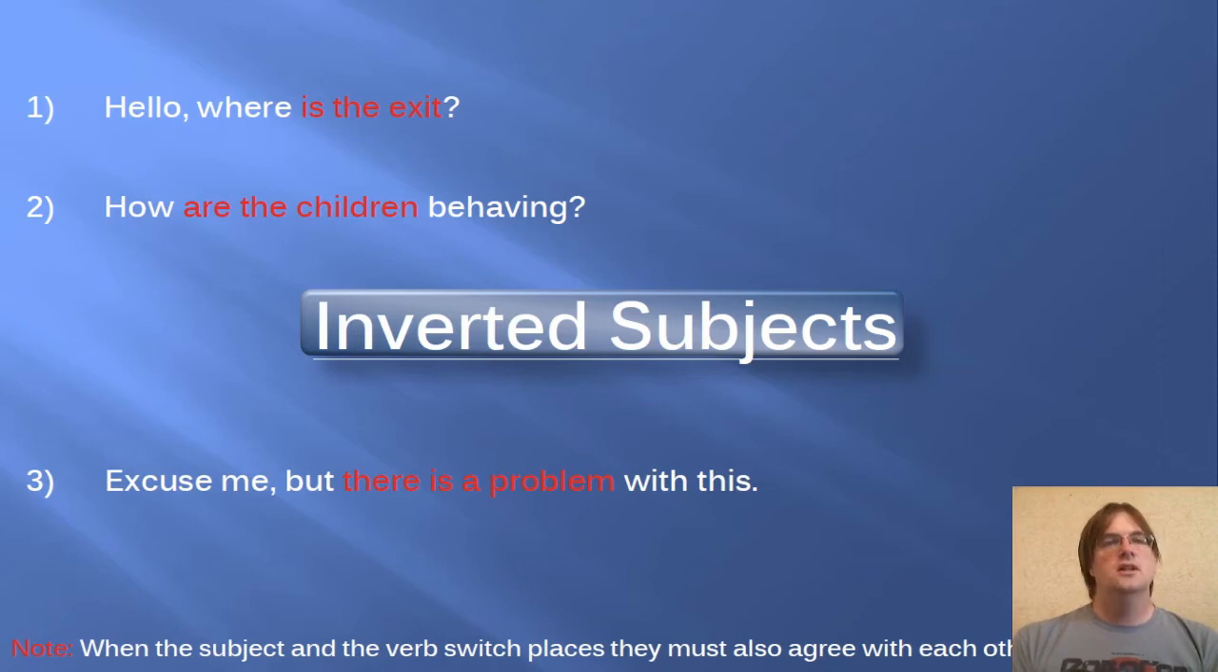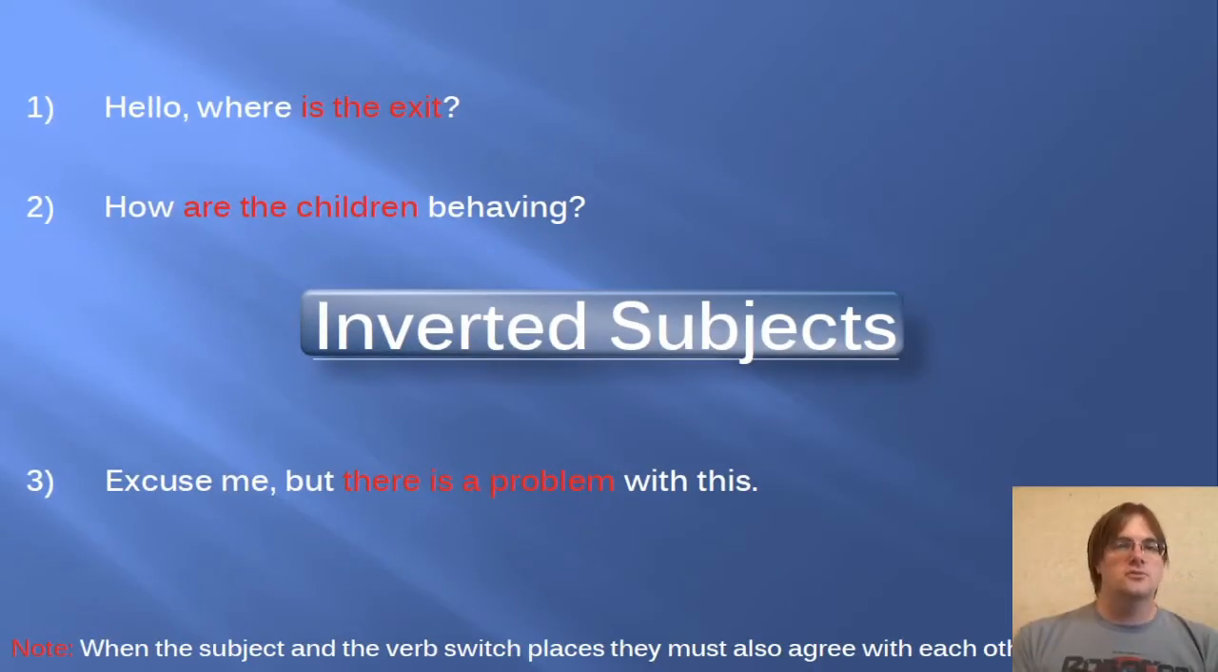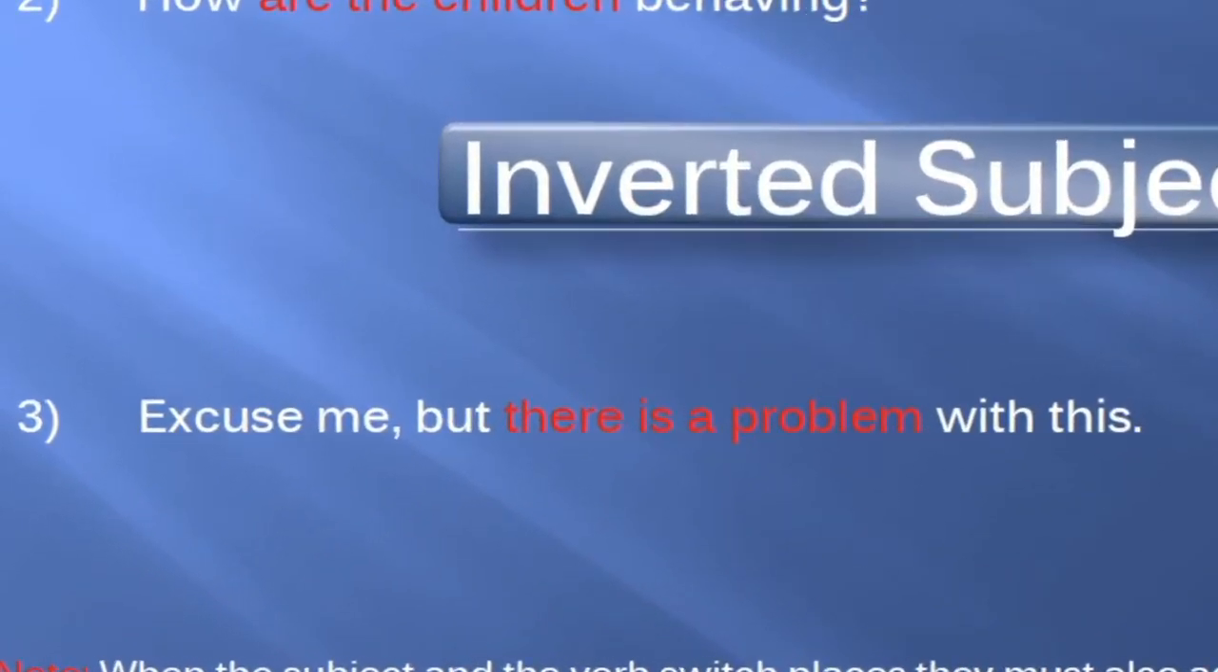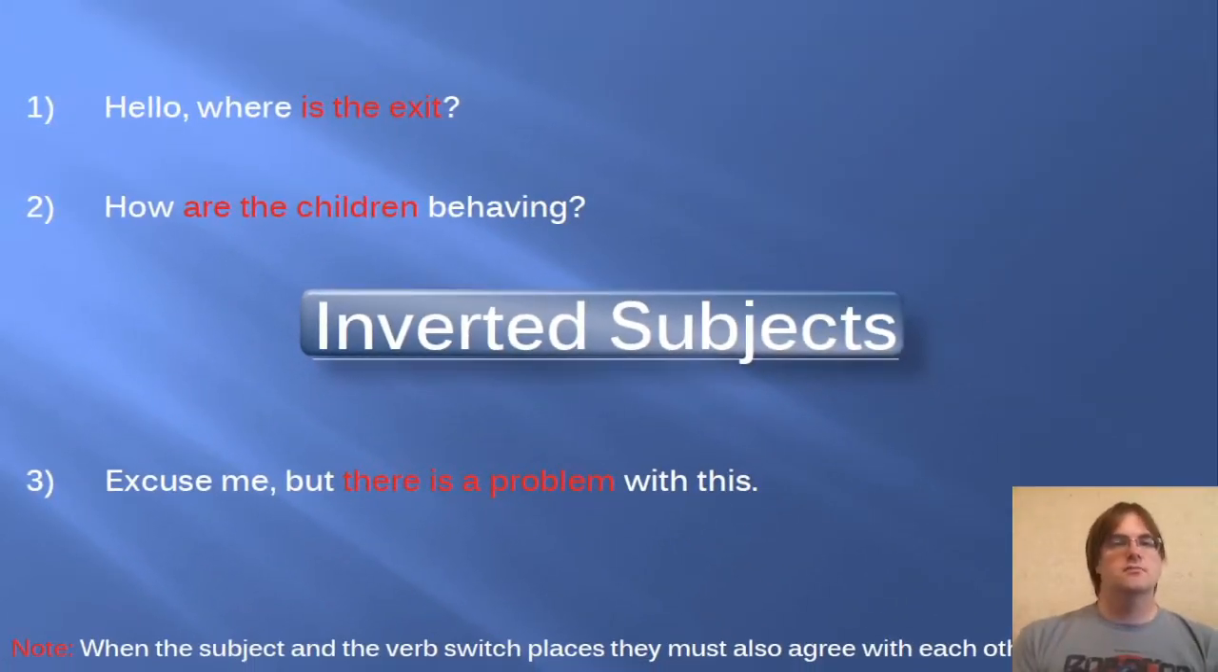Number two, how are the children behaving? Children would be the subject and the verb would be are. Number three, excuse me, but there is a problem with this. Problem is the subject, but the verb would be is. So let's see what we have after this.